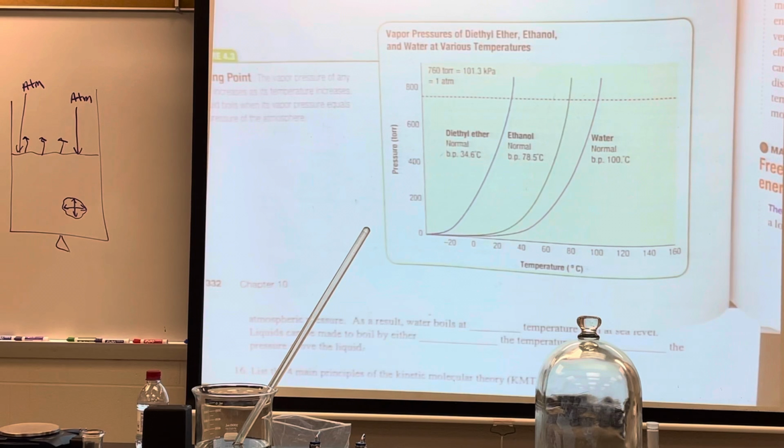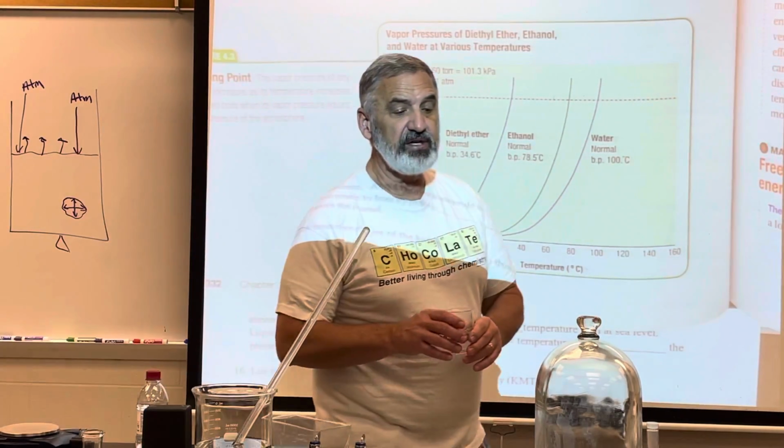So there's high altitude baking instructions because water doesn't boil at 100 degrees Celsius. It boils somewhere between 90 and 95 degrees. So when you put your spaghetti noodles into the water, they're only at 90 degrees, they're not at 100 degrees.